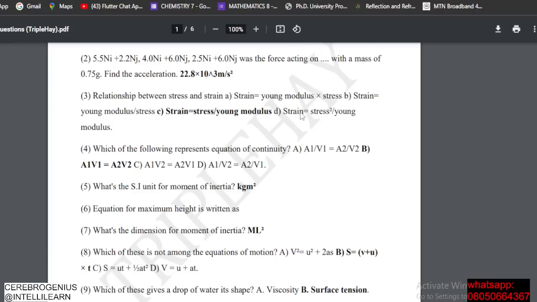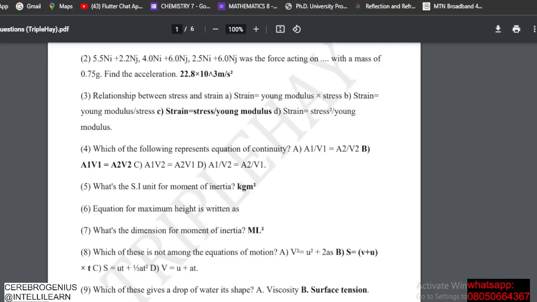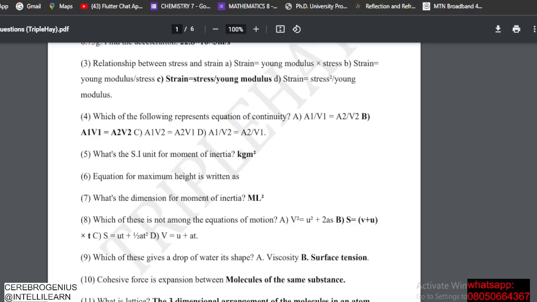So stress and strain, what connects them is Young's modulus. So Young's modulus is what? The stress divided by the strain. So any option that contains this is going to be the correct answer. Young's modulus is stress over strain. Let's see. Strain is stress over Young's modulus. Let's check. Strain, that's stress over Young's modulus. That's correct. So this is correct.